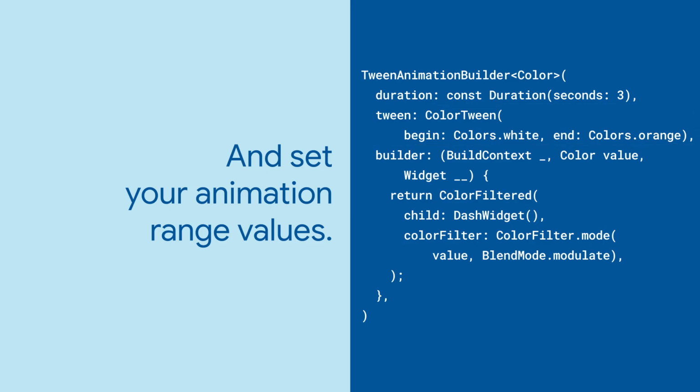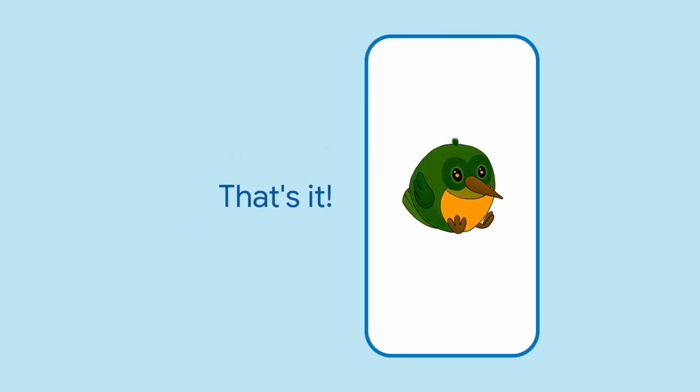The type of your tween should match the type of the second parameter in your builder and the class type parameter if you specified it. Now you've got a working custom implicit animation.